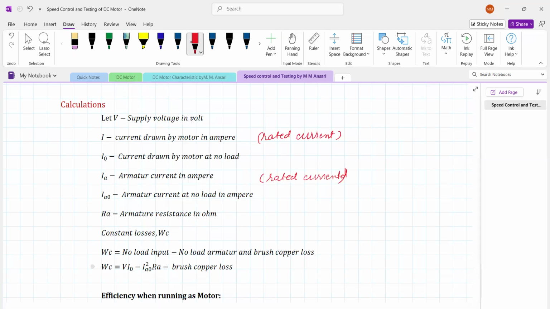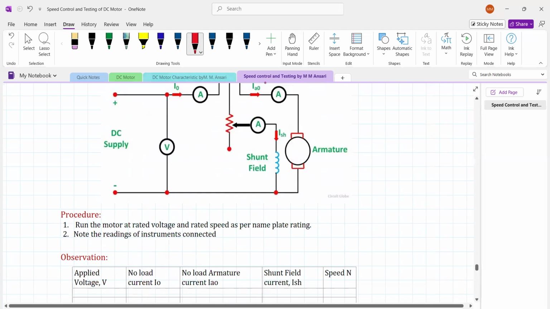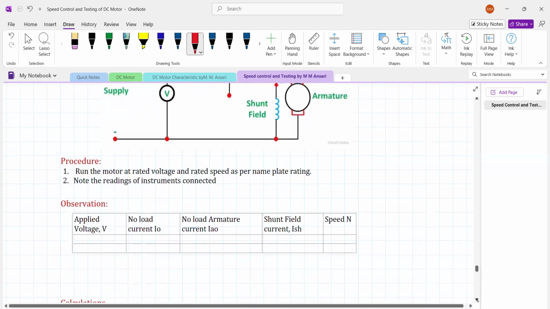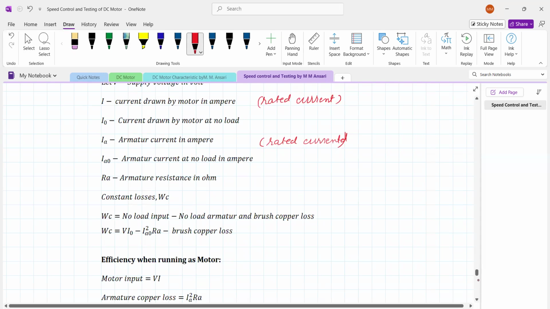Therefore, the constant losses WC are equal to the no load input minus the no load armature and brush copper loss. What we are doing is calculating the no load loss. This is the total power input, which comprises the constant losses in the iron, shunt field, windage and friction. If you subtract the copper loss occurring in the armature, the rest of the power input is used to overcome these losses. Therefore, the constant loss is the no load input minus the no load armature and brush copper loss.